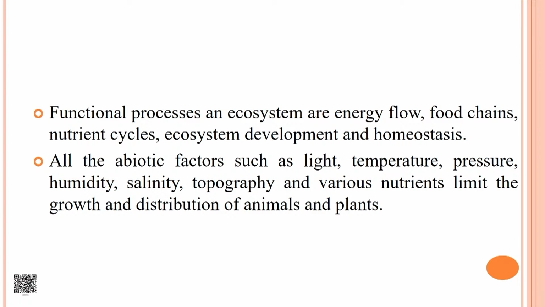All the abiotic factors such as light, temperature, pressure, humidity, salinity, topography and various nutrients limit the growth and distribution of plants and animals. So, all living organisms of an ecosystem are interdependent through food chains and food webs. Removal of any single species of the community causes ecological imbalance.